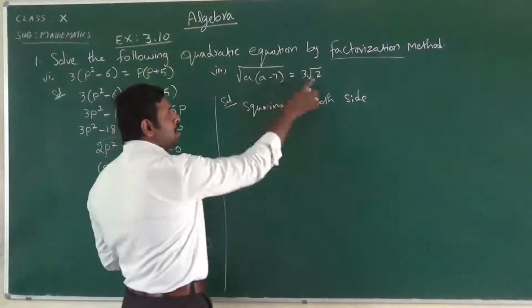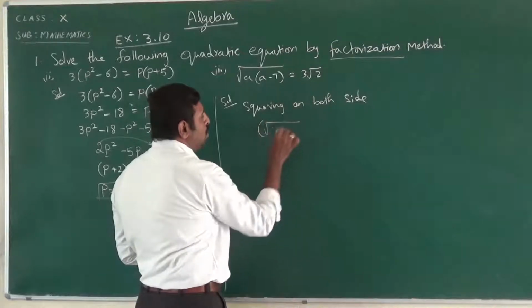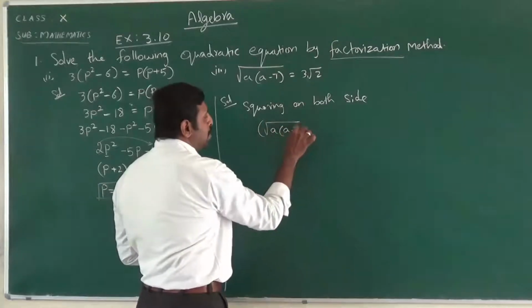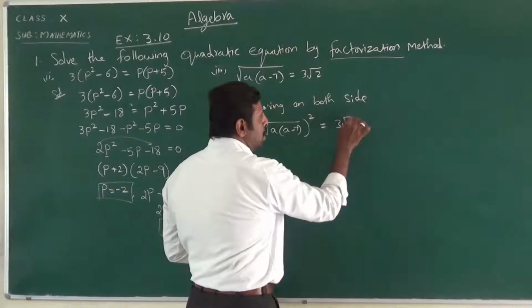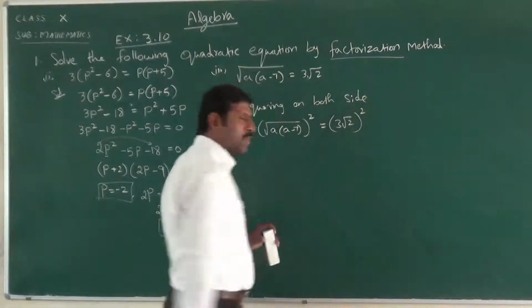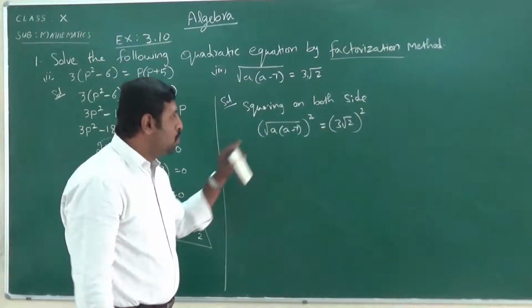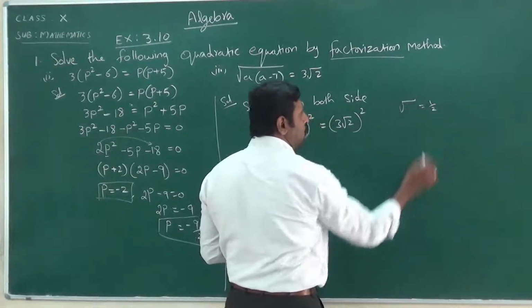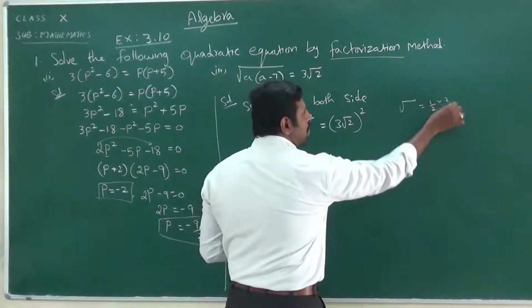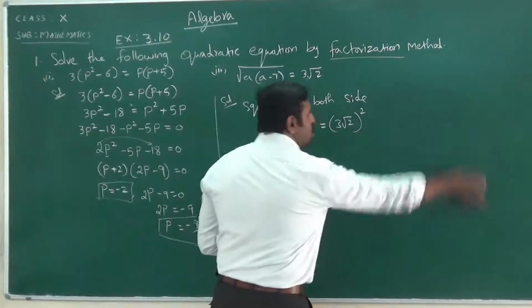If you square both the terms, LHS and RHS, we get (√(a(a - 7)))² is equal to (3√2)². Here root and square will be cancelled, right? We know that the root value is equal to the power 1/2, and then we have the power 2, so the 2s will be cancelled. So that is the concept, right? The root and square will be cancelled.